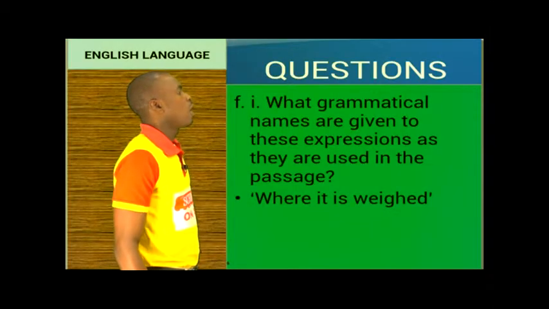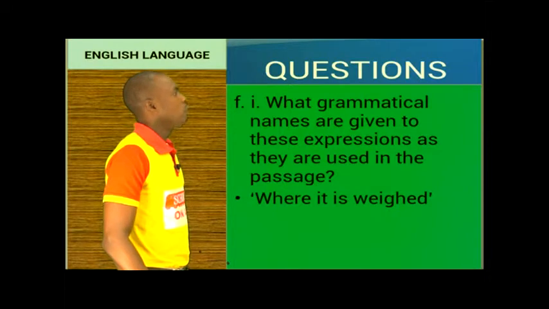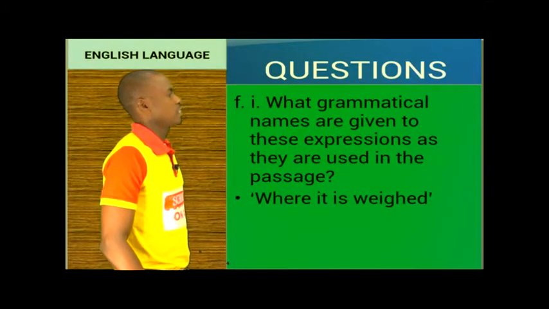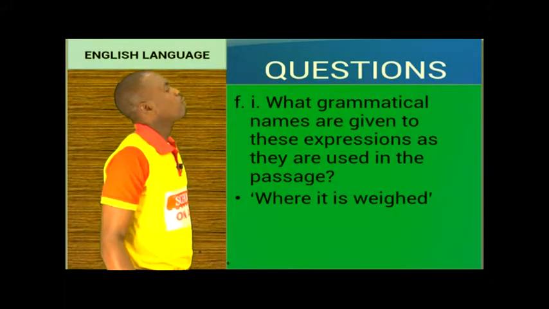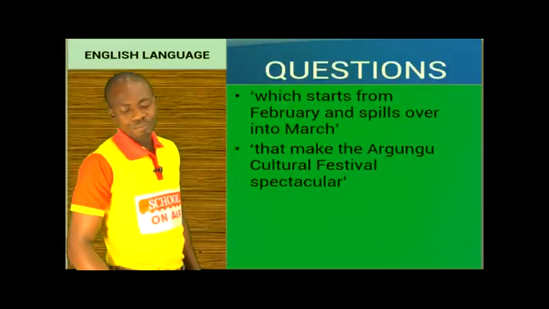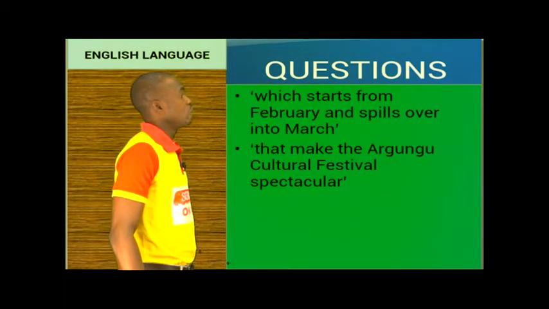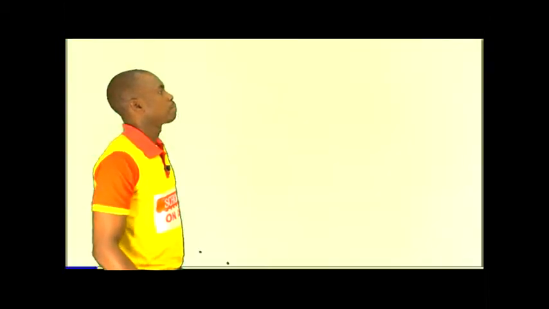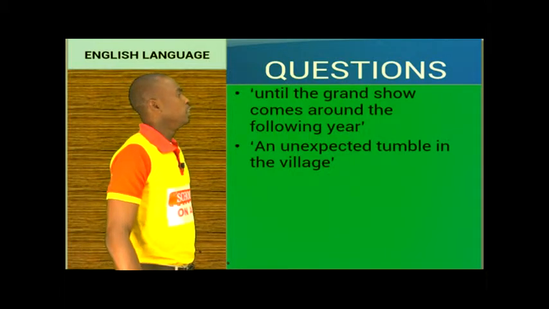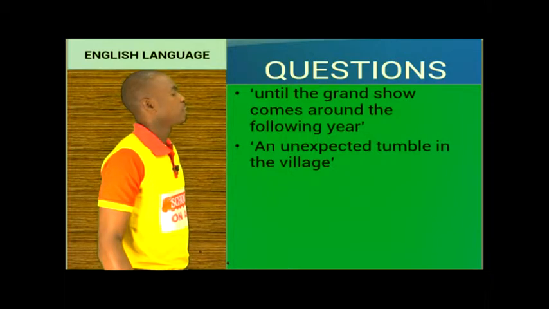Why is this so? And to grammatical structures. F1. What grammatical names are given to these expressions as they are used in the passage? 1. Where it is weighed. 2. Which starts from February and spills over into March. 3. That make Agugu Cultural Festival spectacular. 4. Until the grand show comes around the following year. And 5. An unexpected tumble in the village.